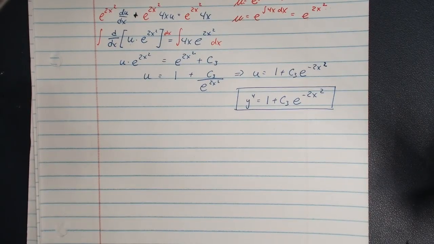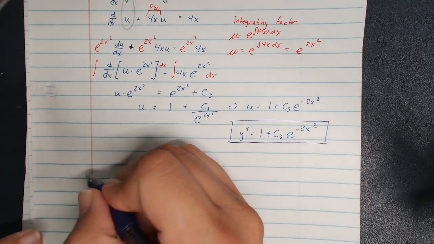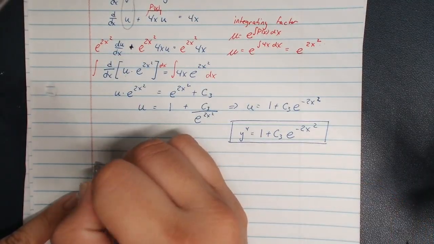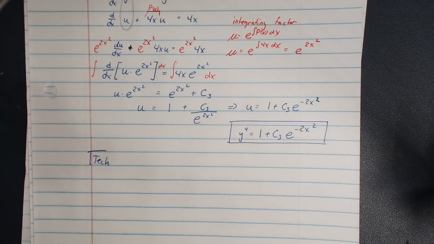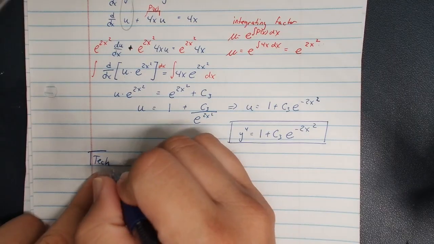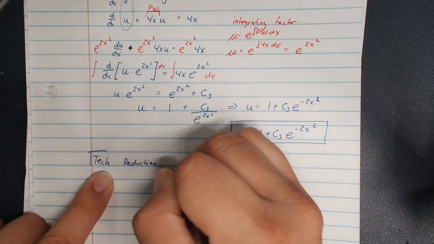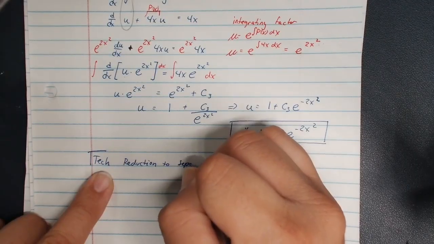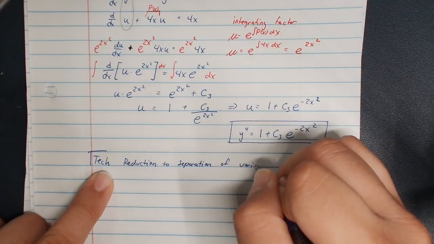Now for our last technique that we'll see here, let's go ahead and consider one more substitution, and this is reduction to separation of variables. There's one kind of equation which this specific type of equation reduces down to be separable. Reduction to separation of variables.